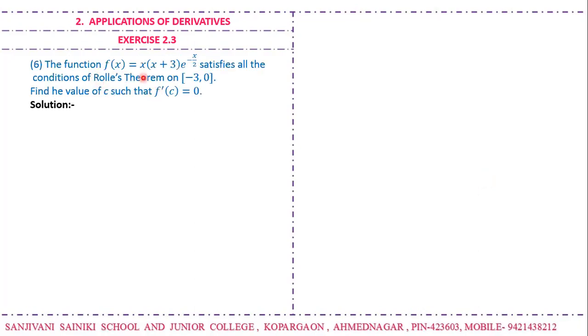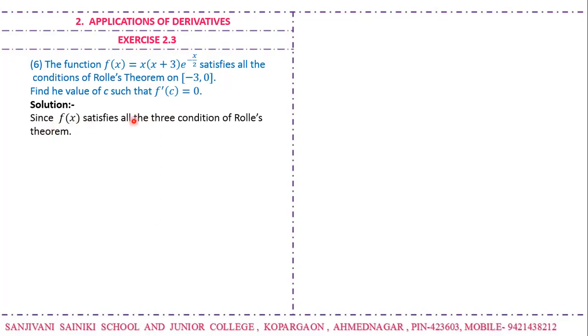Now the function f of x is equal to x times (x plus 3) into e raised to minus x by 2, and it satisfies all the conditions of Rolle's theorem on [minus 3, 0]. Find the value of c such that f dash at c is 0. That means actually we have to verify Rolle's theorem for the existence of c.